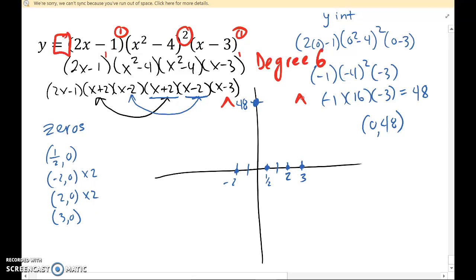And we do want to pay attention again. If you look over here at the zeros, how I have it listed, we see at negative 2 and 2 it's supposed to bounce. And so if we come down, we know at negative 2 it bounces. It has to cross at our x-intercept. At 1/2, it crosses. And then it comes back up to 2. It bounces and comes back up through 3. And that is the sketch of our graph.